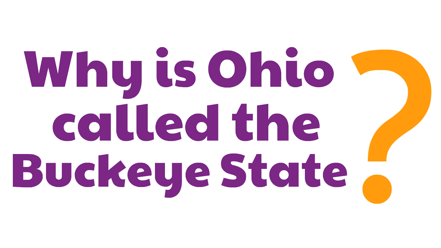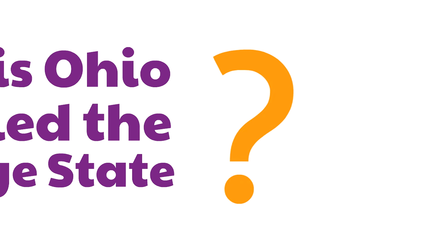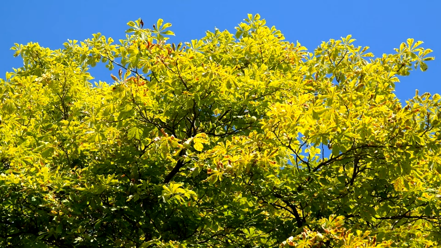Alright, so you might be wondering, why is Ohio called the Buckeye State? What does the word Buckeye even mean? Well, that word Buckeye comes from something called the Buckeye tree, which you can see pictured right here. There are lots of Buckeye trees in Ohio, and it makes sense that the state tree of Ohio is the Buckeye tree, also commonly called the Ohio Buckeye.